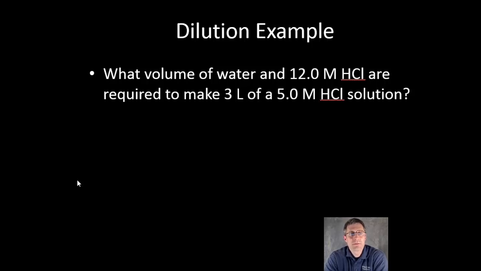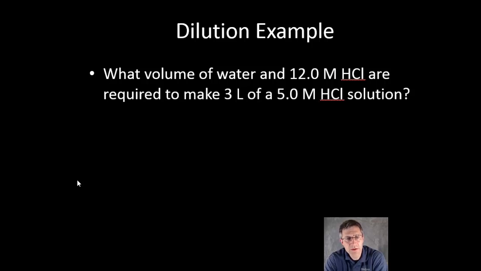Okay, let's do an example. So I want to make a solution that's going to be 5 molar. I want to end up with 3 liters of this. I have a stock solution. It's 12 molar hydrochloric acid. So how much water and how much concentrated hydrochloric acid do I need to mix together to make this solution?